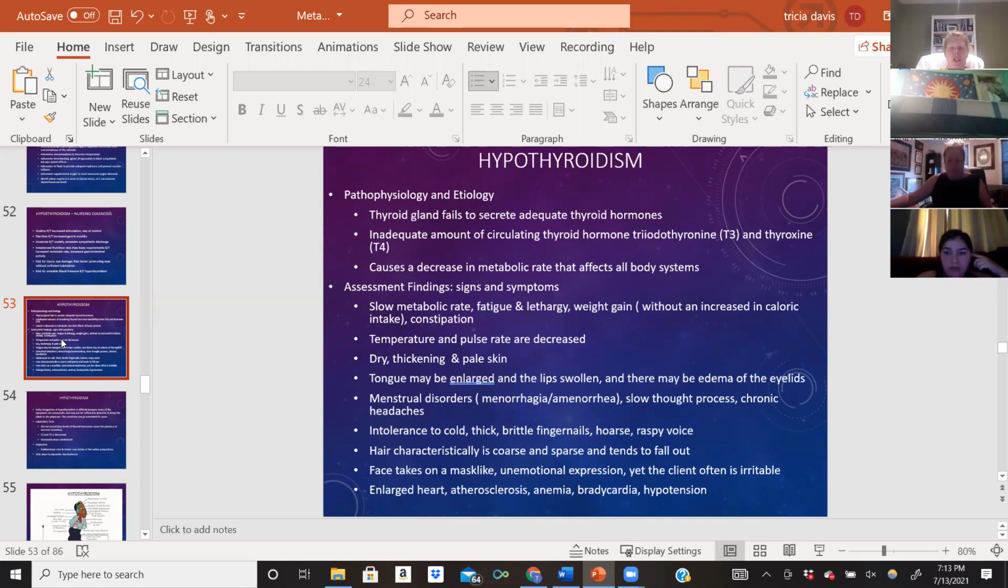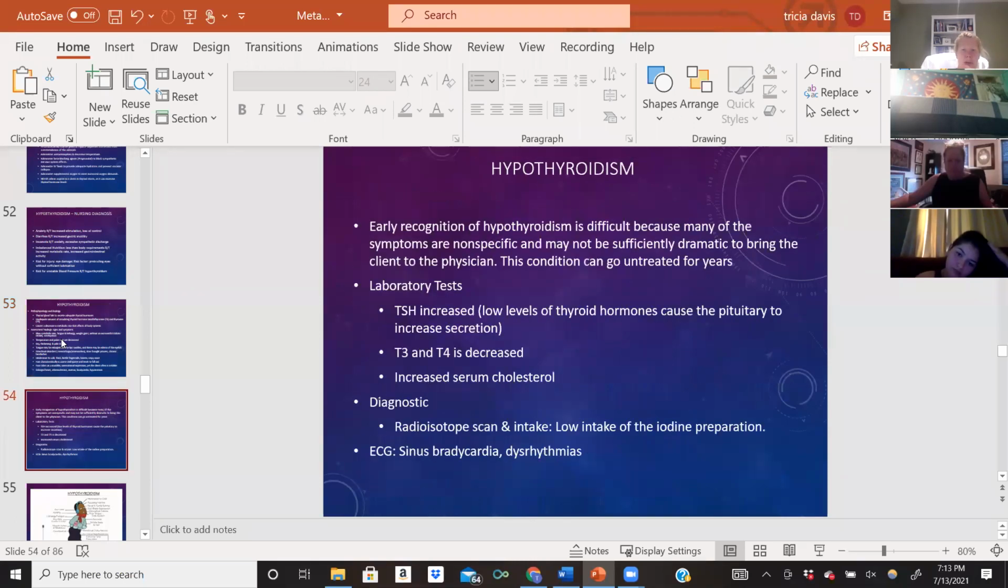Their hair is usually going to be very coarse and sparse. So you might have spots where it's not as thick and it does tend to fall out. Their face, sometimes they report that it takes on a mask-like, unemotional expression, and the client is often irritable. They can develop an enlarged heart, atherosclerosis, anemia, bradycardia, and hypotension. So the complete opposite of everything with hyperthyroidism.